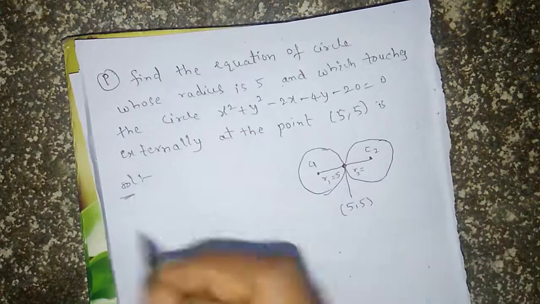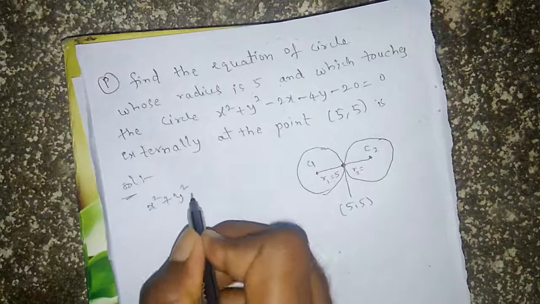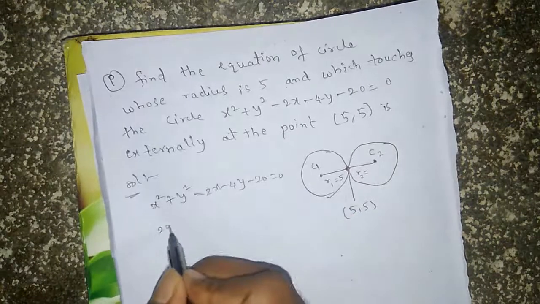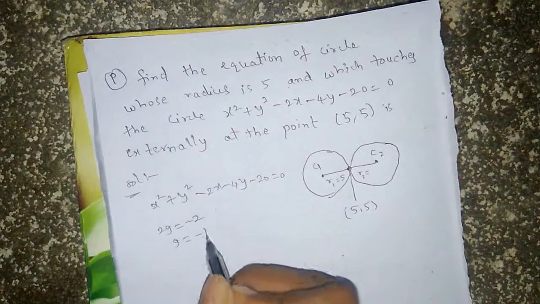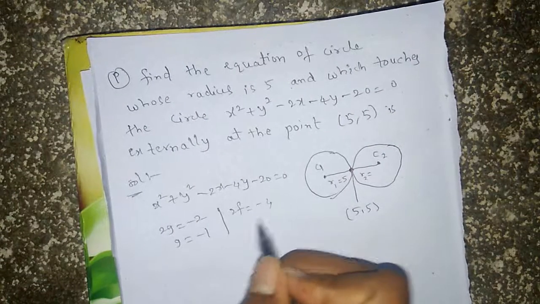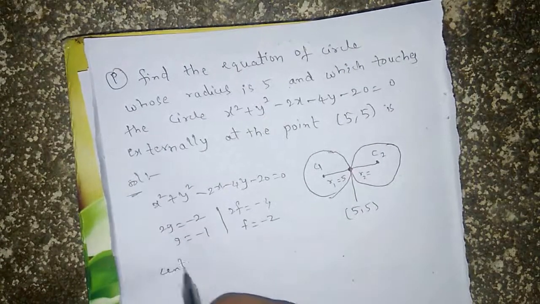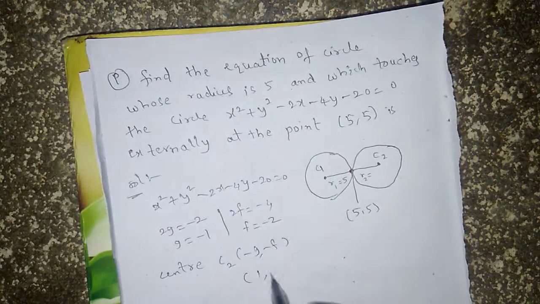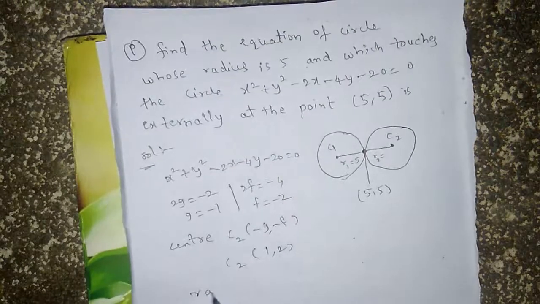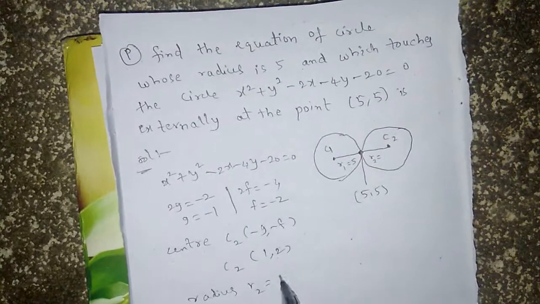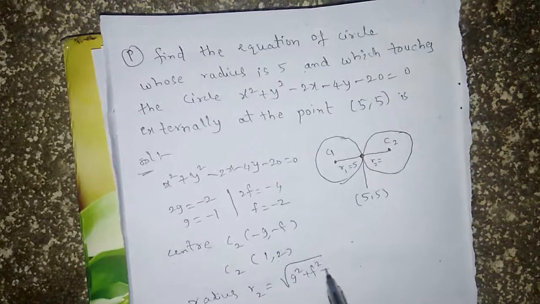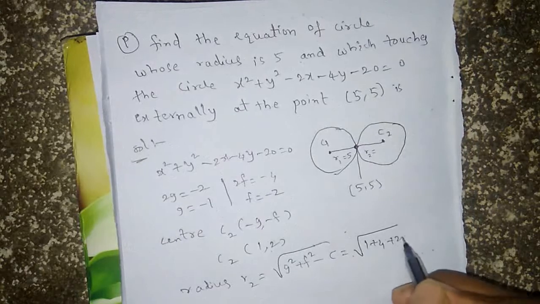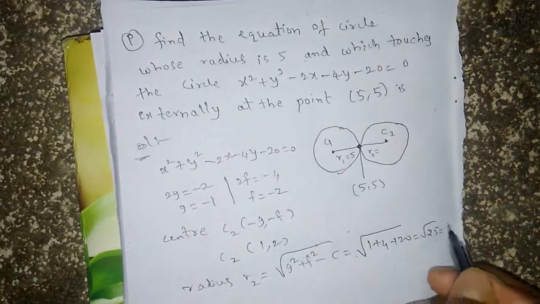This is R2. So given x square plus y square minus 2x minus 4y minus 20 is equal to 0. 2g is equal to minus 2, g is equal to minus 1. 2f is equal to minus 4, f is equal to minus 2. Center of the second circle is minus g comma minus f, that is 1 comma 2. Radius of second circle R2 is equal to root of g square plus f square minus c, root of 1 plus 4 plus 20, that is root 25, that is equal to 5.